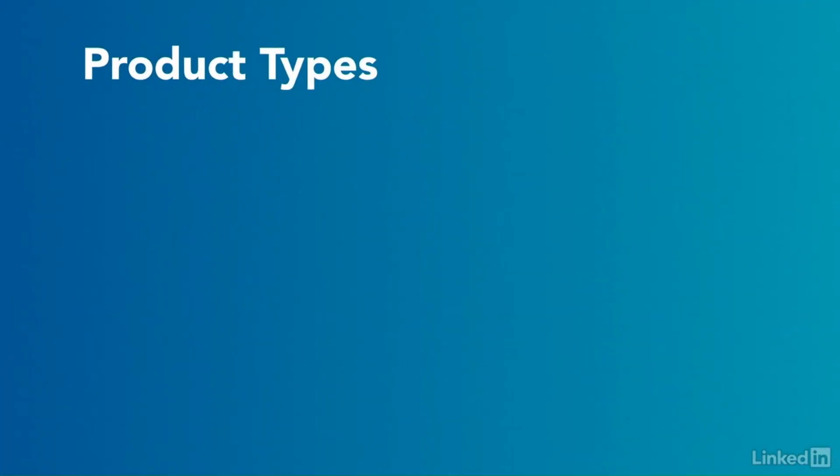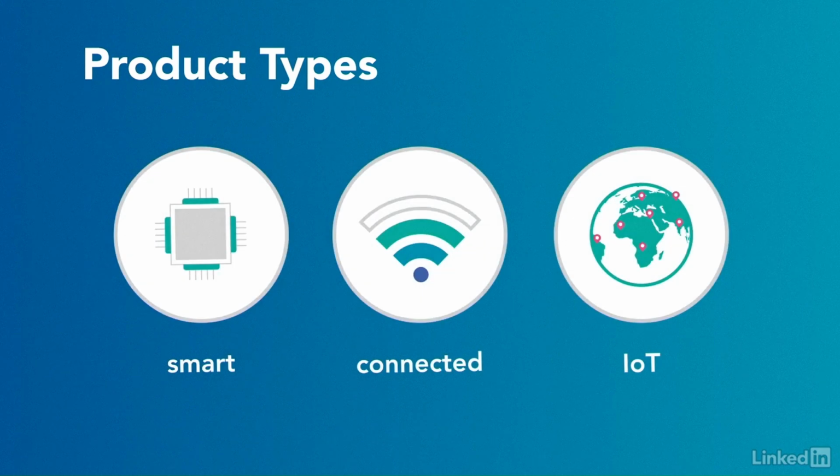In the Internet of Things, there's three kinds of products. We have our smart products, connected products, and our IoT products. In this course, I'm going to be talking about the IoT product. We've had smart products for over half a century. Simply just having an embedded device doesn't create that much value.